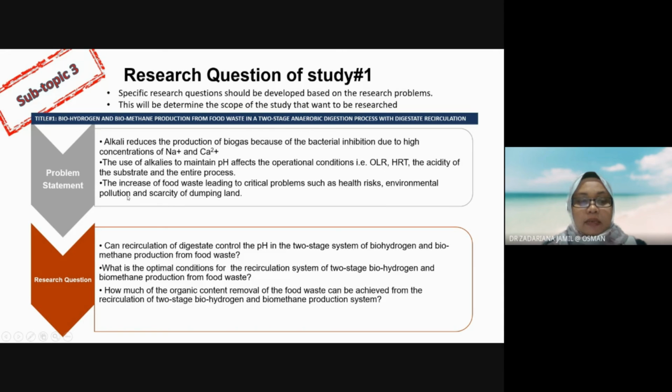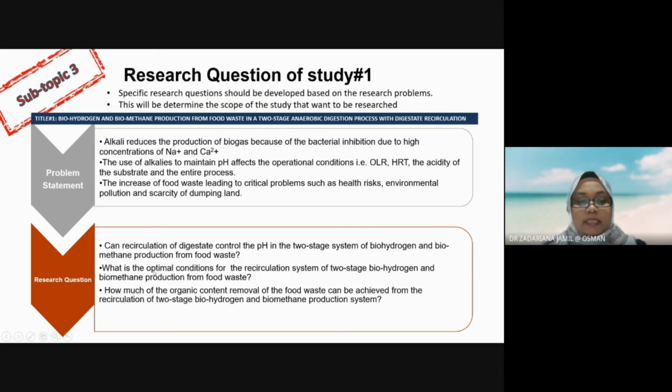And then the third problem statement is related to the increase of food waste, leading to critical problems such as health risk, environmental pollution, and scarcity of dumping land. So the research question that you can generate from the problem statement is, can recirculation of digestate control the pH in the two-stage system of biohydrogen and biomethane production from the food waste?